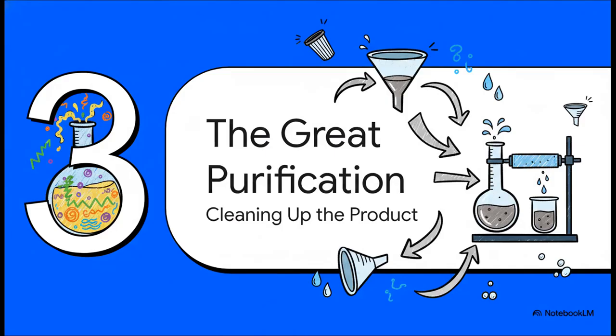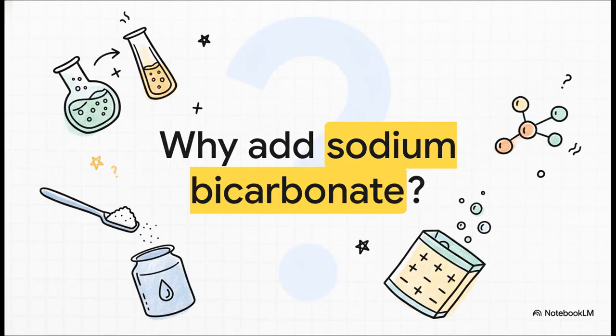So after we let our reaction cook for a while, what we have in our flask is, well, kind of a messy soup. We've got the ester we want, sure, but it's mixed with leftover ingredients, that acid catalyst, everything. And that's where the next big step comes in, the great purification. So the very first thing we have to do in this big cleanup, what chemists call a workup, is get rid of all that leftover acid. And to do that, we use something you probably have in your kitchen right now, sodium bicarbonate. Yep, baking soda.